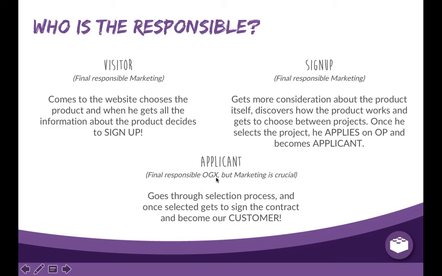And the final responsible for getting applicants is OGX, but marketing is crucial. What does it mean? It means that the person that physically makes people apply to a product is an OGX person. So OGX is the one that's in the meeting with the person that has signed up, and they sell them a specific project. But the thing is, if marketing has done a bad promotion, it will be really, really hard for an OGX to make him apply.